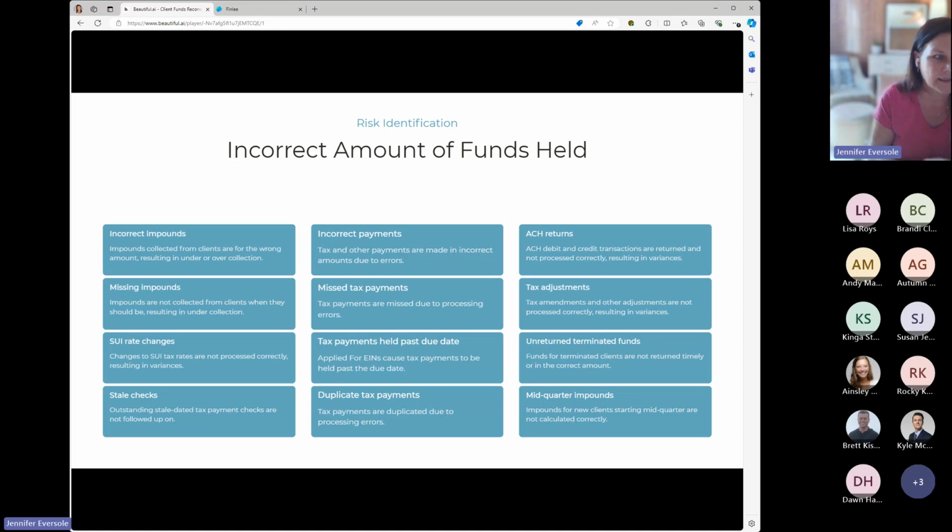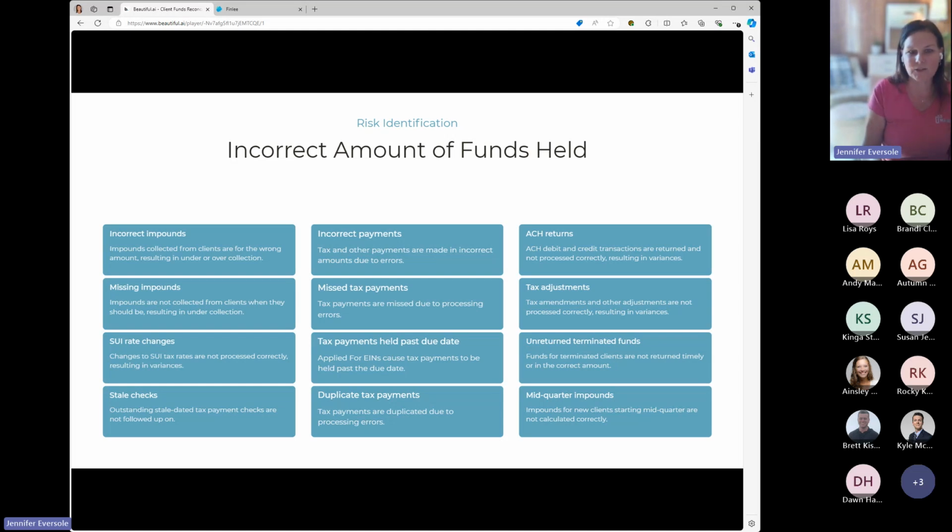So we've got incorrect impounds, missing impounds, where you didn't actually send the impound in the ACH file. SUI rate changes, stale checks, incorrect payments. That would be tax payments made in the wrong amount, missed tax payments, or tax payments not paid. It can go any of those ways, or duplicate tax payments. We also talk about ACH returns, amendments and adjustments. Those are tax adjustments, unreturned terminated client funds, and mid-quarter impounds.